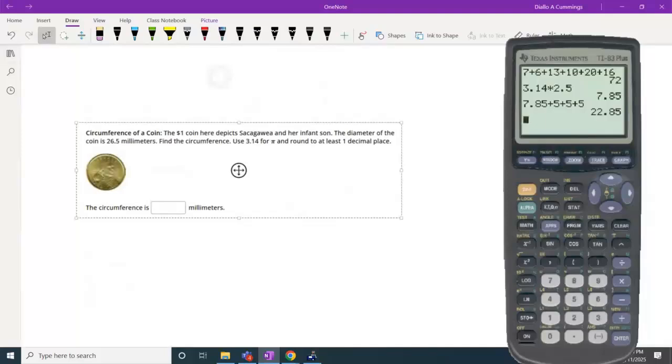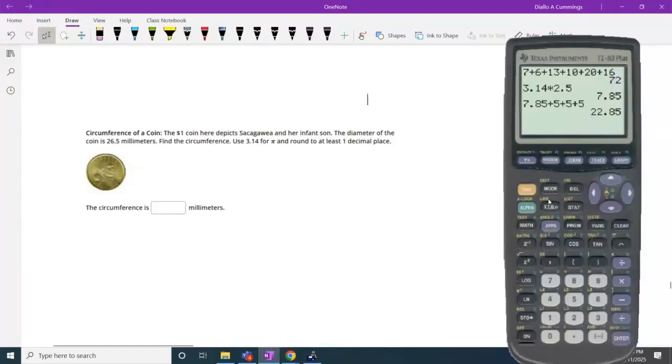All right, and here is the last one from this section. It's sort of a word problem. And it's the circumference of a coin. And it says the $1 coin depicts Saskatchewan and her infant son. The diameter of the coin is 26.5 millimeters. What is the circumference? Use 3.14 for pi.